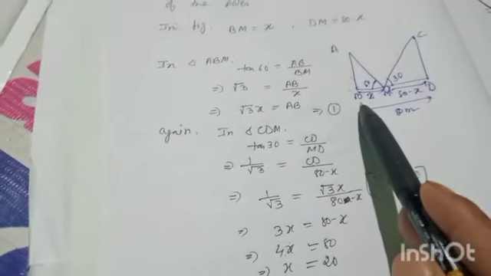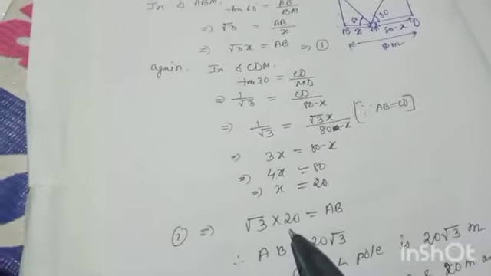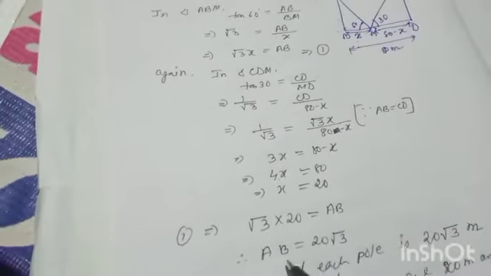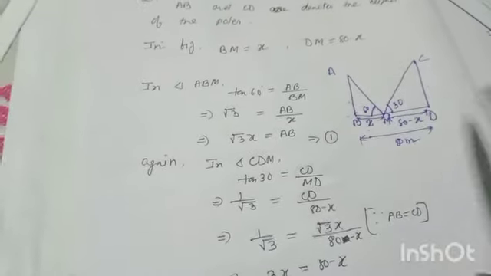After getting the value of X, if you use equation 1, you can see it has root 3 into X, root 3 into 20, the value of X is 20, so AB is 20 root 3. After getting the value of AB, we got the height, because AB and CD are equal.